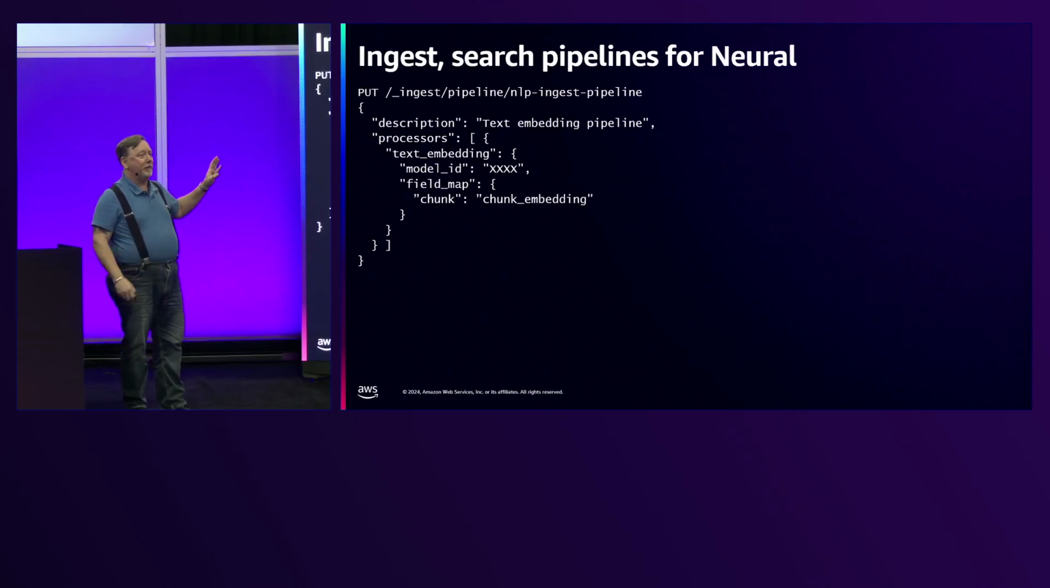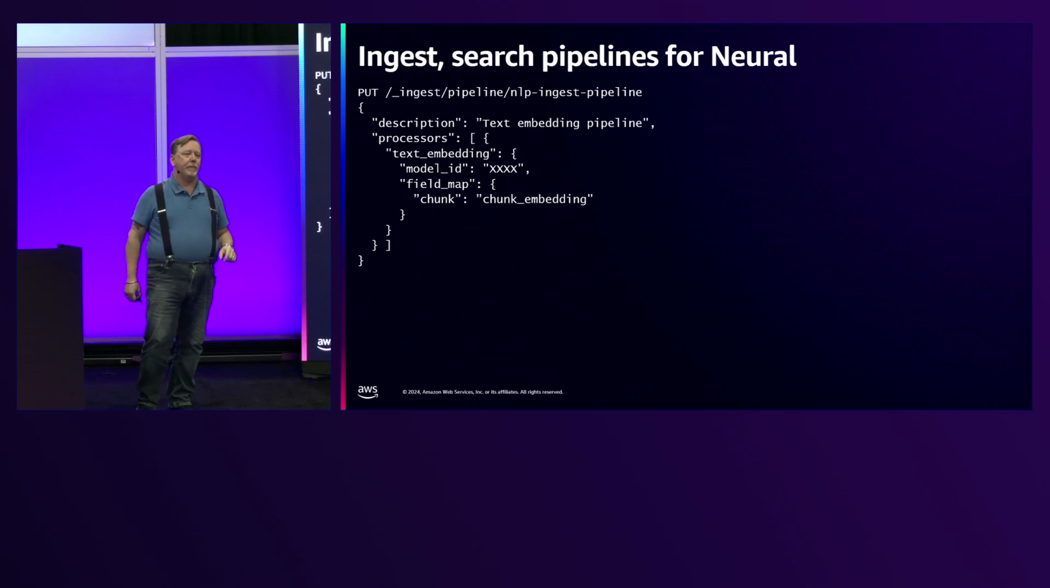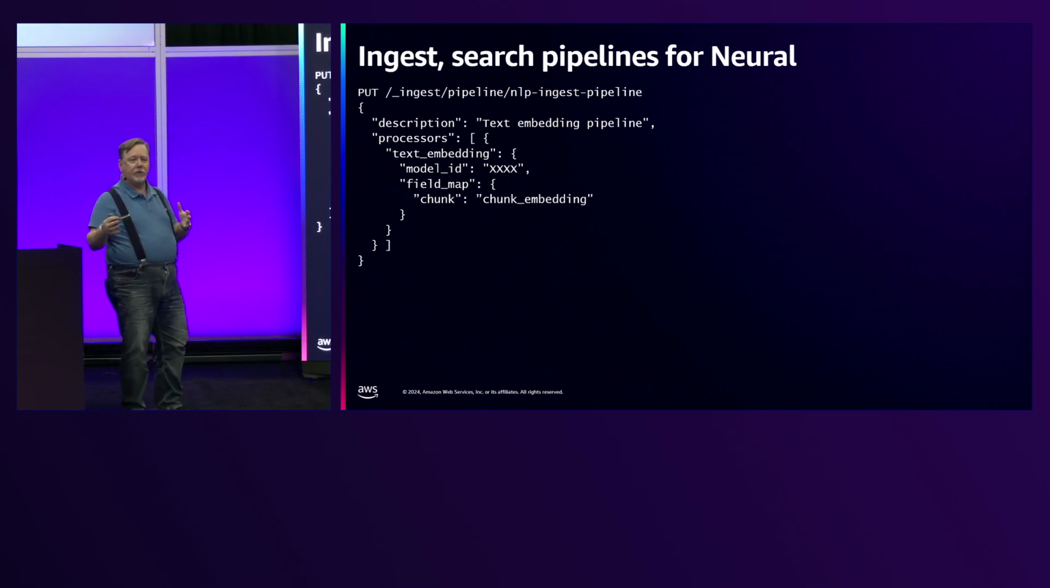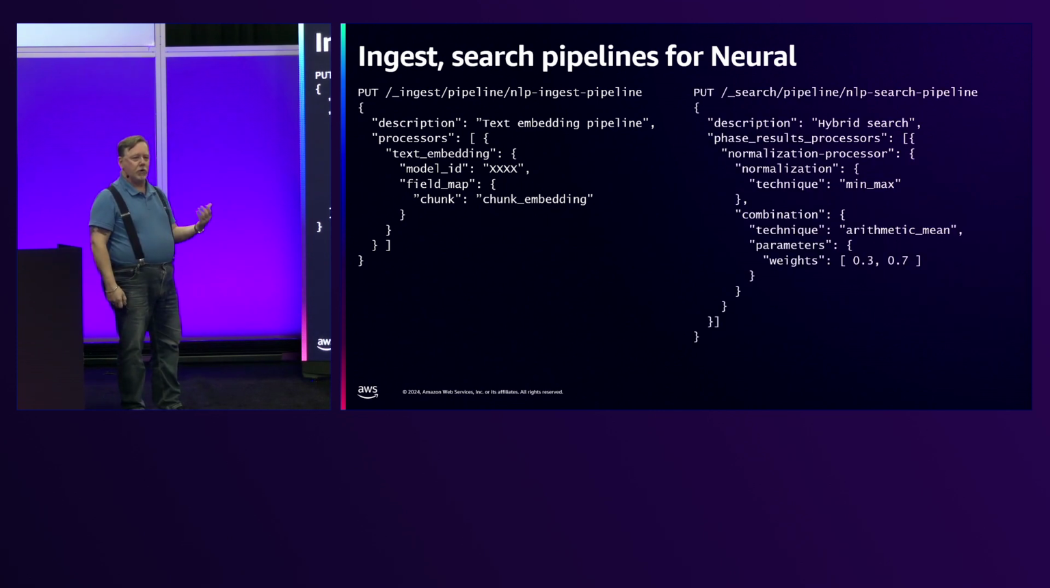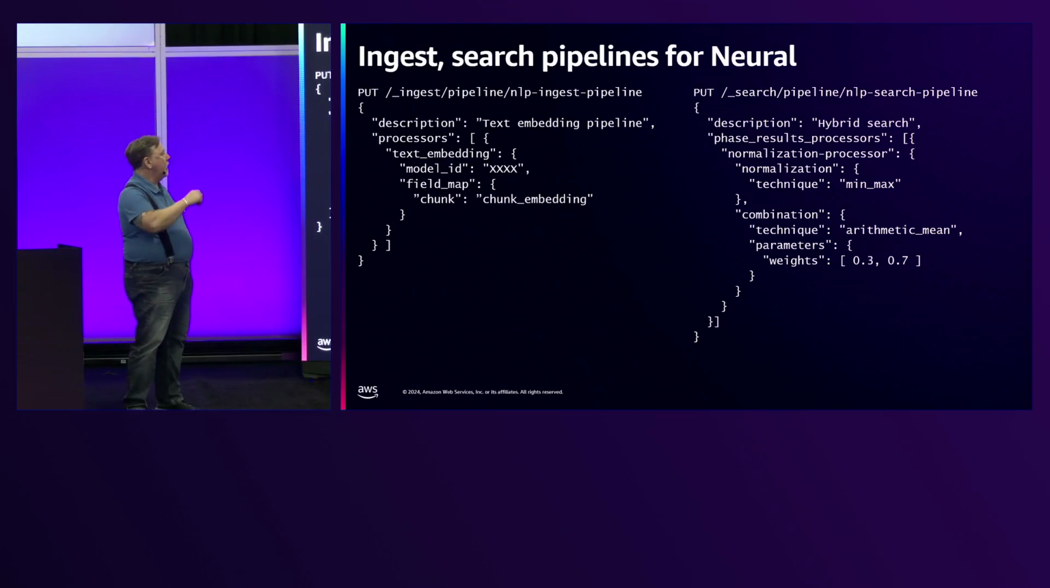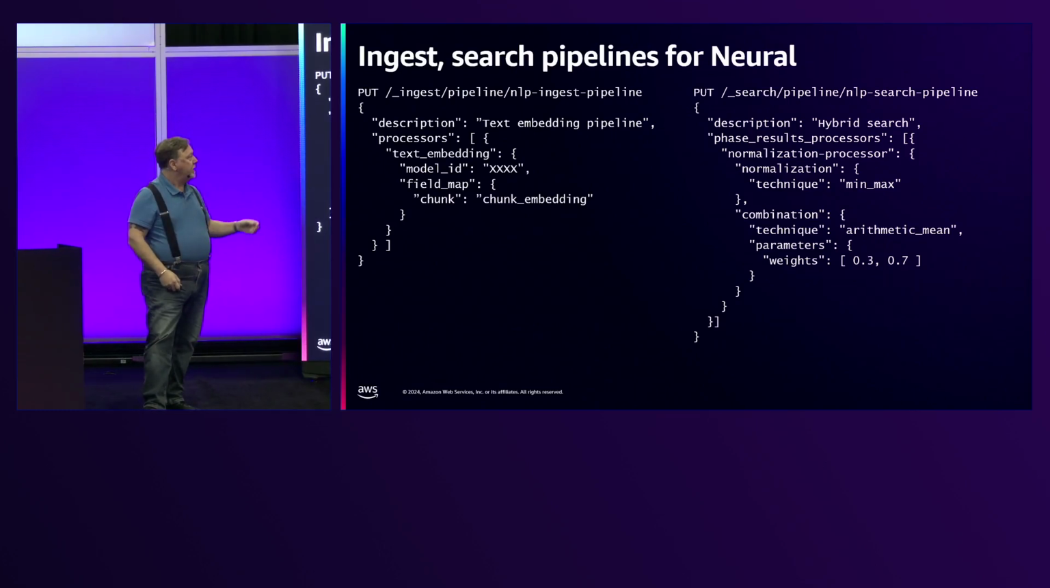So just to give you a little bit of a flavor of how this works, when you want to send your documents in, you send them through an ingest pipeline. You define this pipeline. You can see here we have a processor that says text embedding. You pass in a model ID that comes from the external model host, and you just map this field of text, put the vector in this field. So with the neural plugin, you send your document through, and it ends up in OpenSearch with a vector embedding.